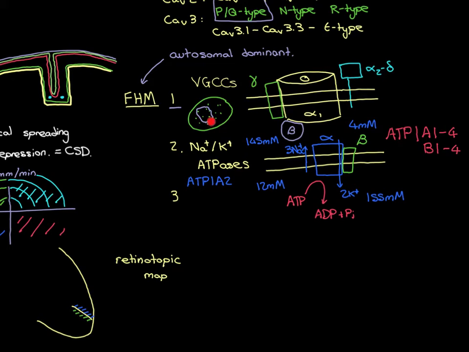Okay, and again, there are multiple different disease alleles. There's not just one allele in this great big set here that can cause familial hemiplegic migraine type 2. There's loads of disease alleles of the ATP1A2 gene that if you have one of them, hence it's dominant, you will get familial hemiplegic migraine type 2.